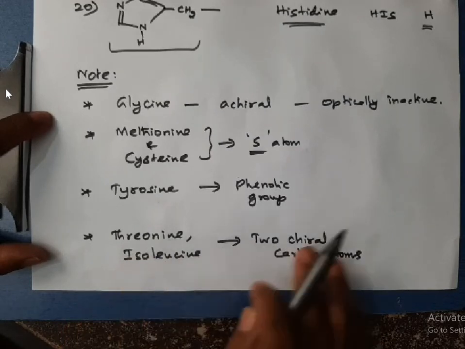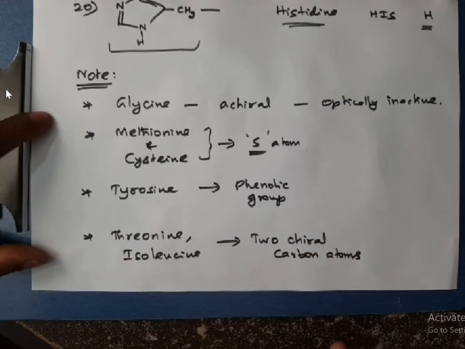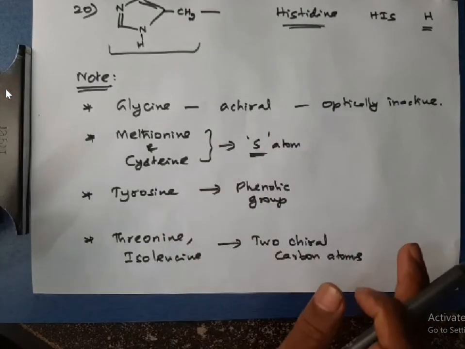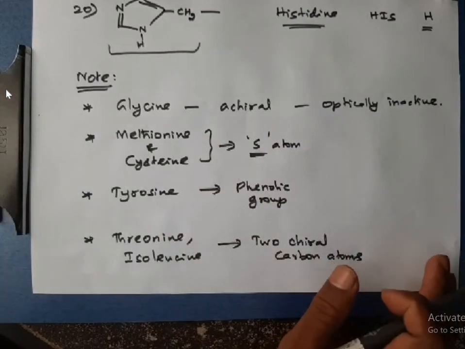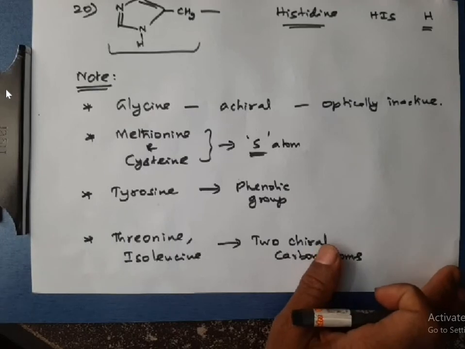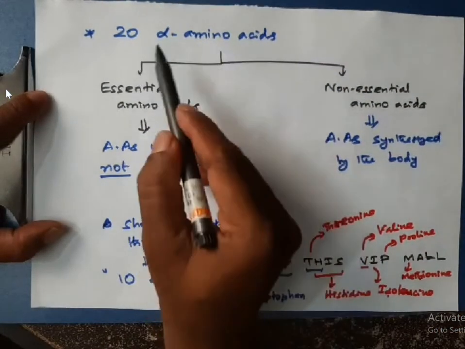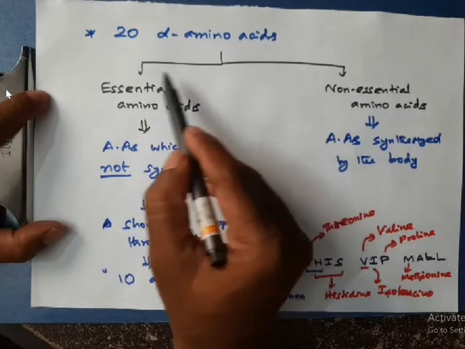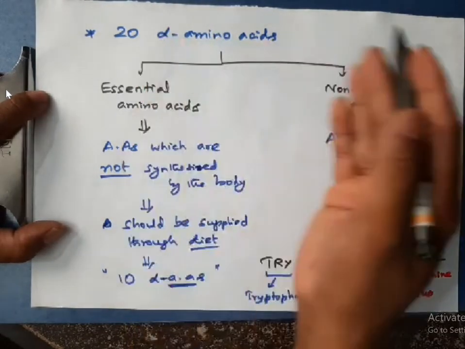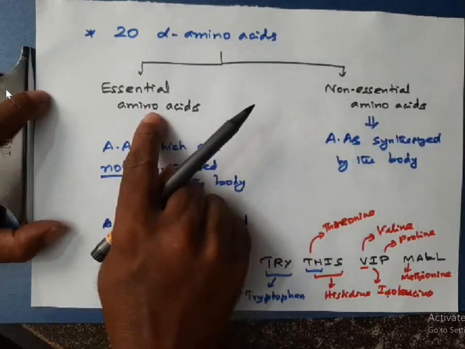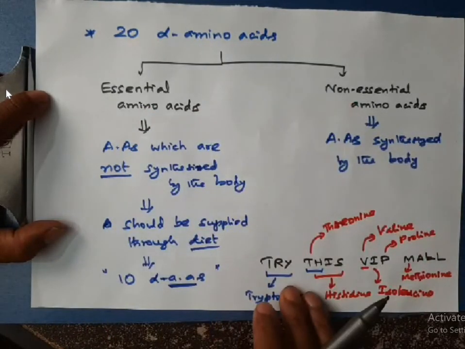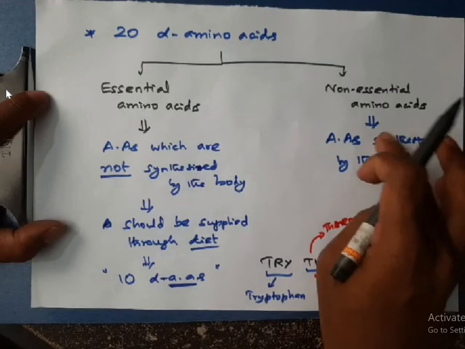These two consist of two chiral caron atoms, right? So these are the 20 different alpha amino acids present in animal proteins. Okay, then see, these 20 alpha amino acids are divided into two: essential amino acids and non-essential amino acids. What are non-essential amino acids?